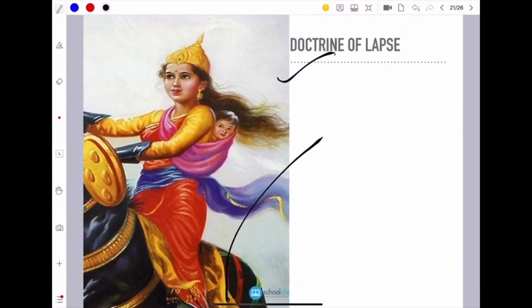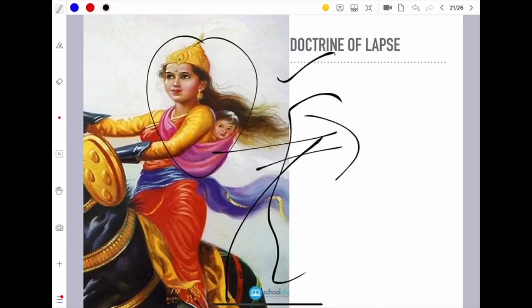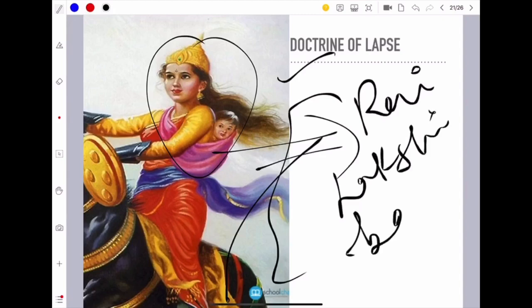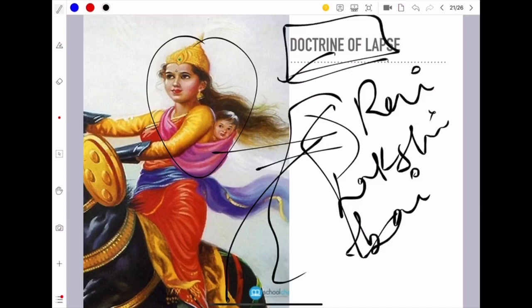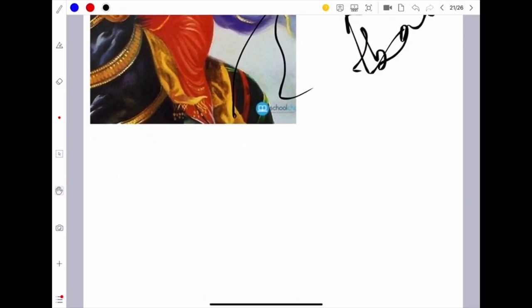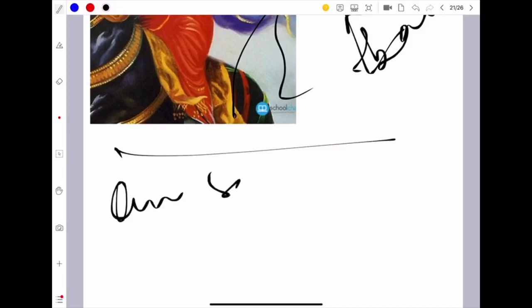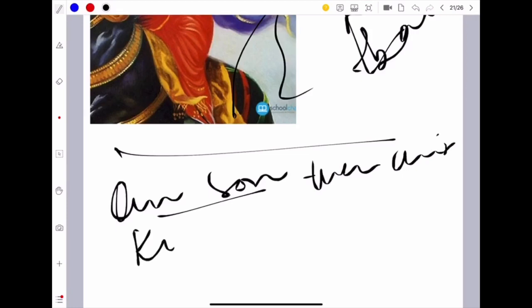No problem, it's not a good explanation. Anyways, let me tell you what the thing was. Who is this lady? Anyone? Rani Lakshmibai from Jhansi. You know what? The Doctrine of Lapse meant that in a kingdom, if a king did not have his own natural male heir, meaning if he did not have his own son, then their kingdom would be annexed.